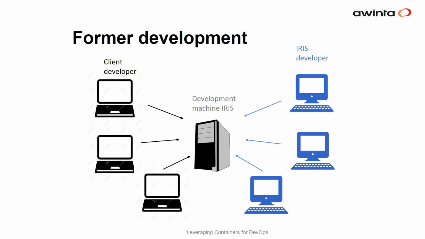Let's have a look at our former development. Our former development used to work with the same infrastructure as the pharmacies. We have in the middle one Linux server with InterSystems Iris, to which all developers are connected. The client developers on the left build and run the applications connected to this machine. The database developers also work together on this one Iris instance, sometimes at different releases, so this machine is always in an undefined state.